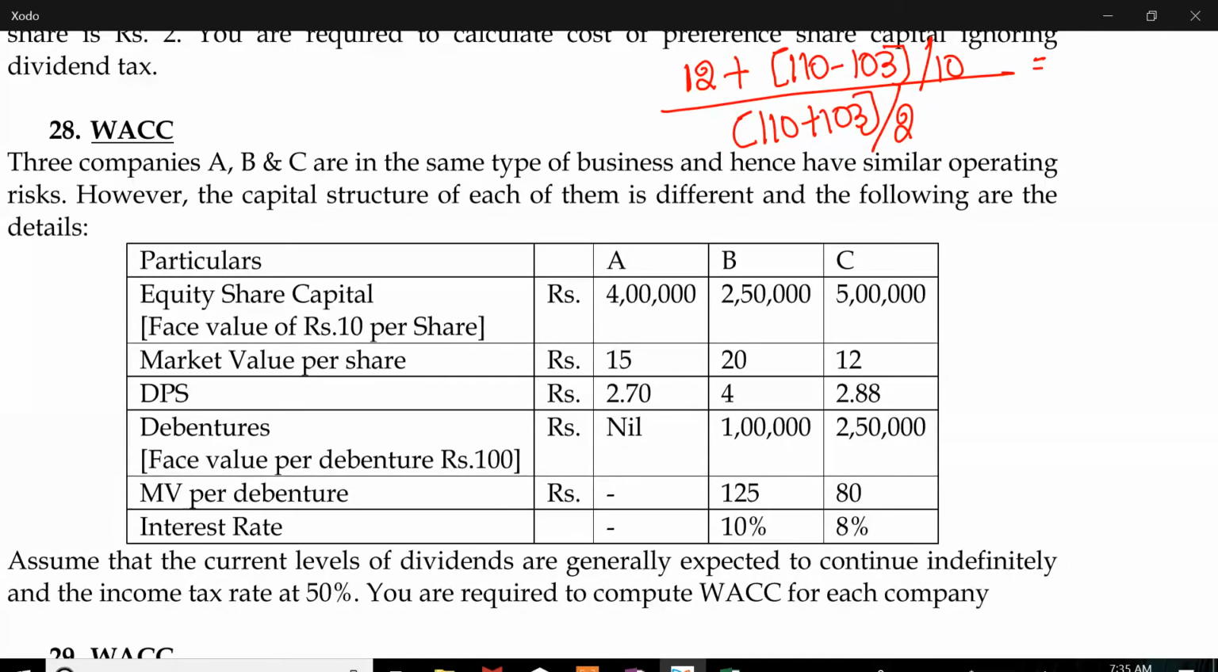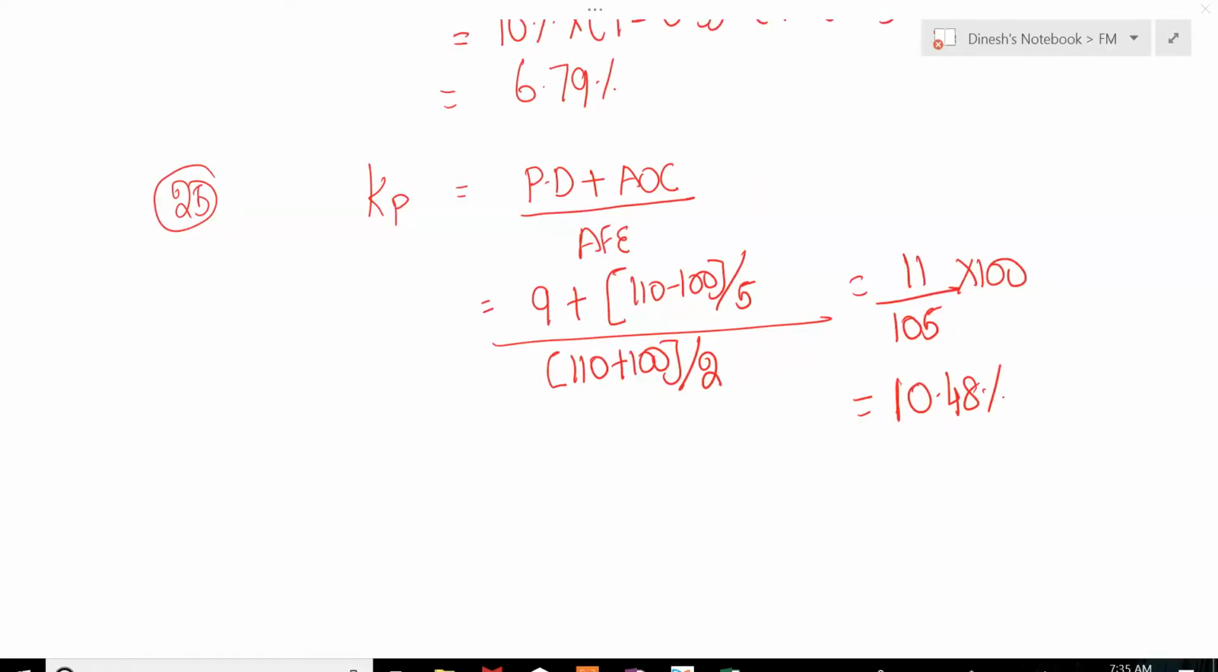Now, in order to do WACC, I need to first find out how many components of capital there are and get the cost of those components. Working note 1, cost of individual components of capital.